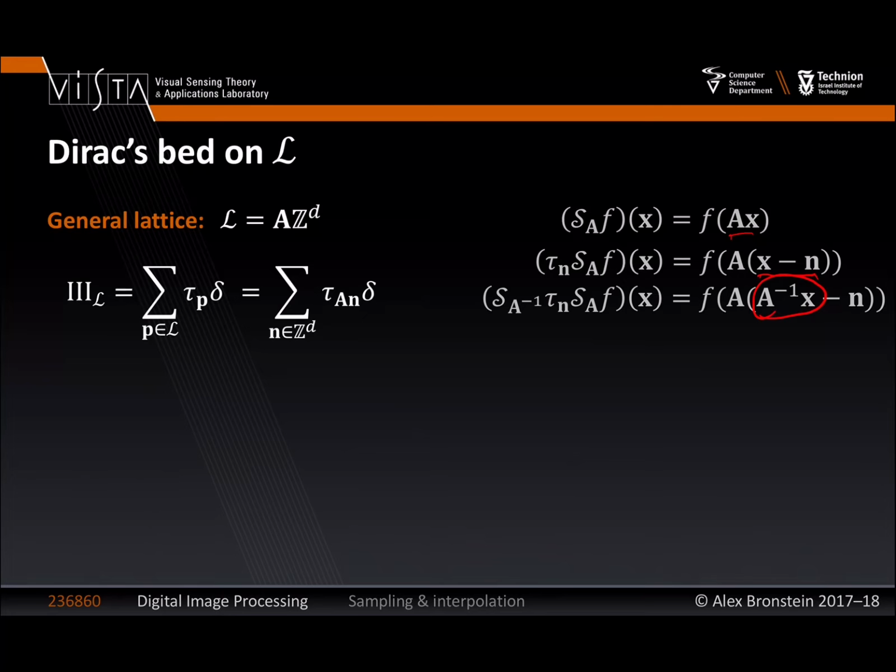Now let's open the parentheses in this expression, and what we get is f(x minus An). And f(x minus An) is exactly f translated by the amount An, evaluated at x. This, of course, is valid for every f, and it would be valid for every distribution as well, right? So now we know that this sequence of operators is equivalent to this.